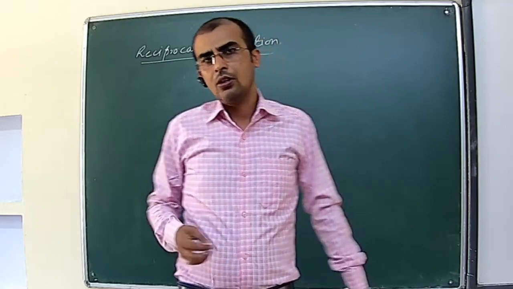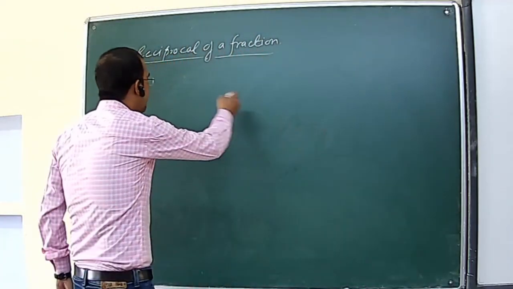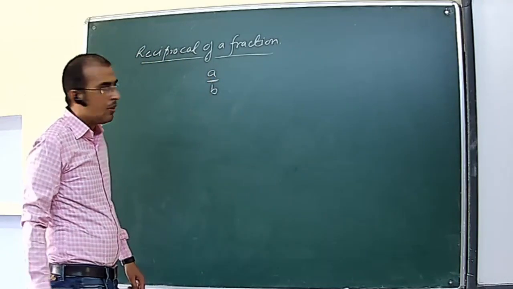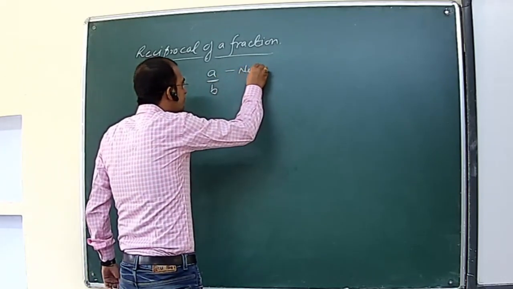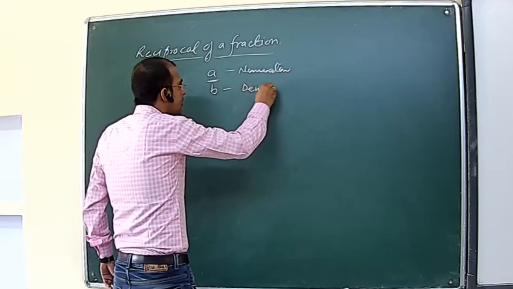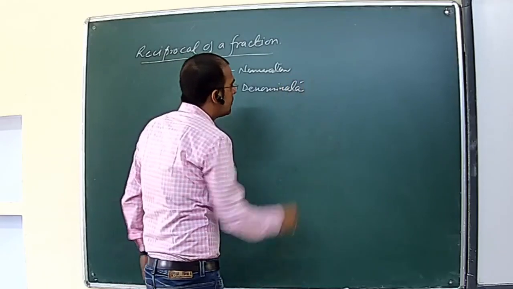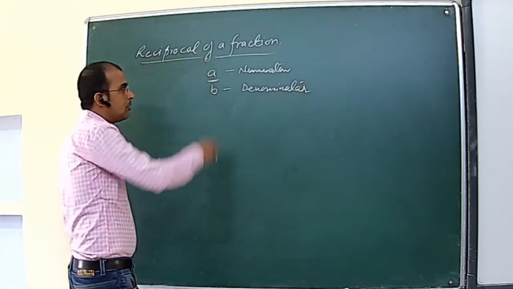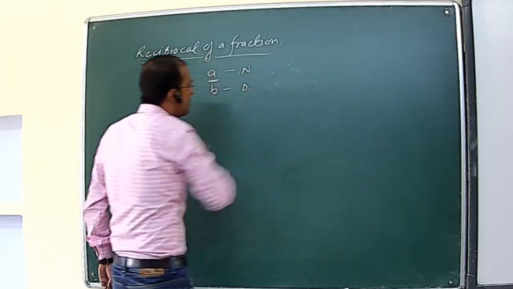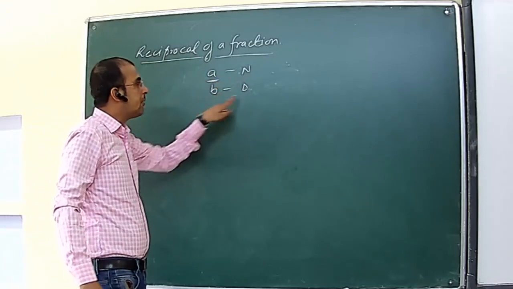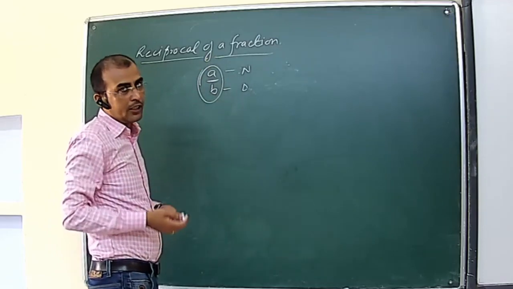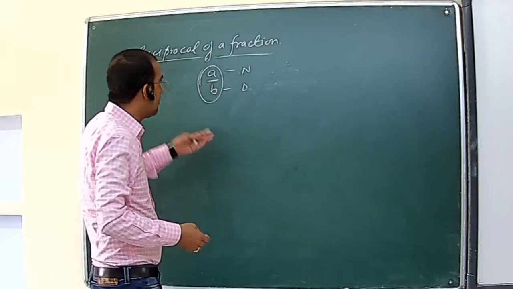So, what is the reciprocal of a fraction? Since we know that a fraction can be written in the form A by B, where A is the numerator and B is the denominator. A is the numerator and B is the denominator. This is your fraction, and I want to write it in the form of a reciprocal. What will be the reciprocal of this fraction?